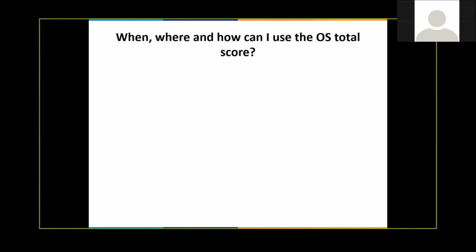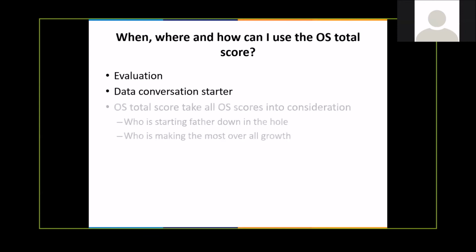All right, so now we get to talk about when, where, and how can I use the OS total score, my friend, the OS total score. And where it is wonderful to be used is in evaluation, at the end of the school year when you're evaluating your implementations. Specifically, where I have found it to be useful is what I call a data conversation starter. You start the conversation with these data, the total score.